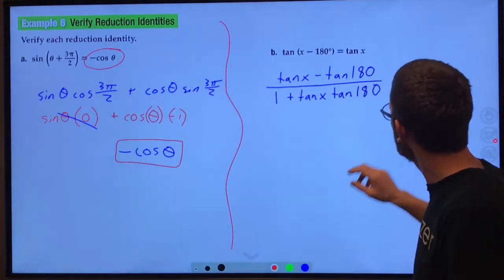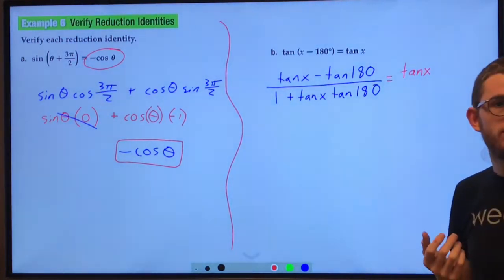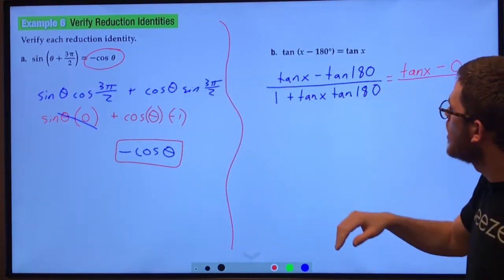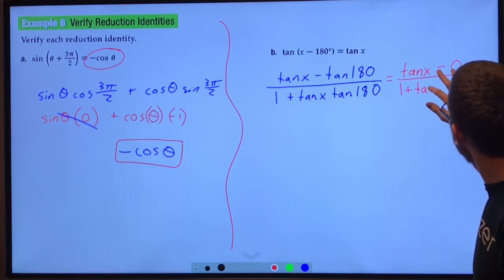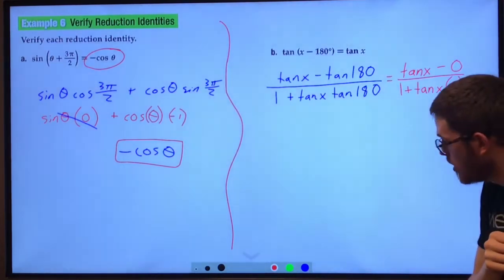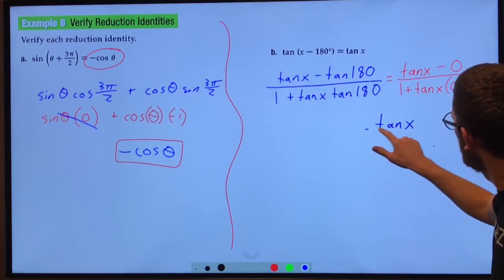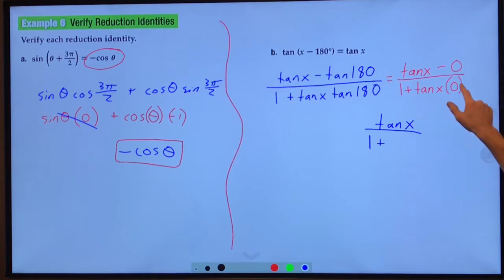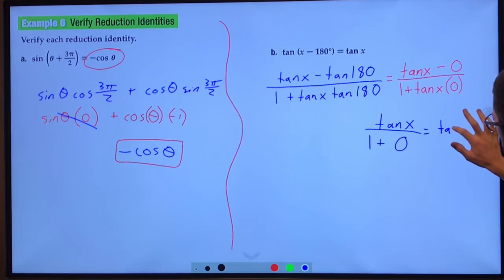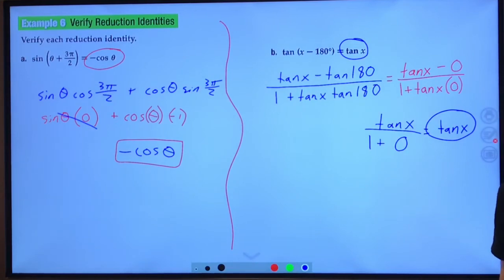Okay. All right, we start simplifying. This, of course, is just tangent of x. Tangent of 180 degrees is 0. On the bottom, we have 1 plus tangent of x times tangent of 180, which is 0. So we're starting to simplify things down here. Tangent of x minus 0 is just tangent of x. On the bottom, we have 1 plus 0. So tangent divided by 1 is still just tangent of x. We've done it one more time. We have verified using our sum or difference identities.